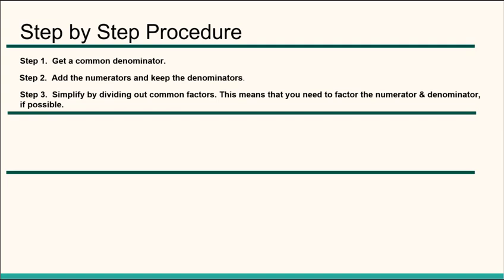Now this means that you'll need to factor the numerator and the denominator if you can and see if they have anything in common. If they do, just divide those out, cancel them. And if they don't, you're just done. Right, here's our first example.